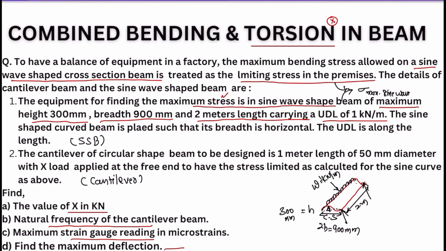Now, the sine wave cross section is defined, length of the beam is defined, UDL is given. From that we can know the maximum bending moment, and the type of supports are given. Once you know the maximum bending moment, then by using beam theory, sigma maximum is equal to BM maximum by Z maximum. Z is nothing but I by Y. Let's go for this.